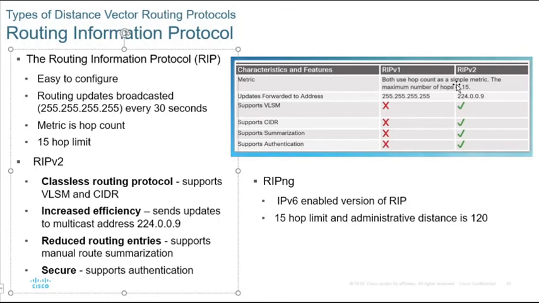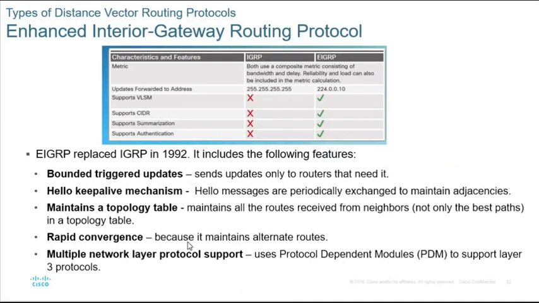Both of them use the maximum number of hops of 15, and then the rest are RIP v2 advantages. That's the reason why, if you're going to use RIP, you might as well use version 2, to take advantage of its added features right here. All right.